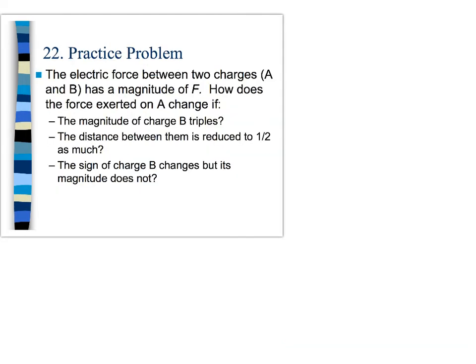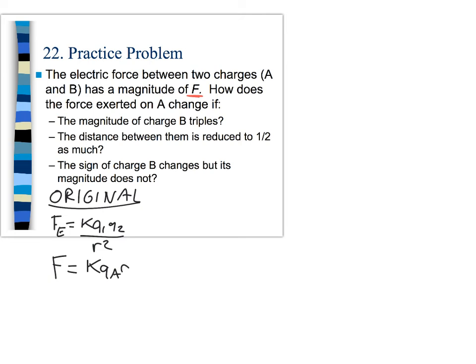Alright, for this problem here, we know the electric force between two charges, A and B, has a magnitude of F, and we want to know how that force on charge A changes if a variety of things happen. So this is one of those new and original things, so I'm going to first set up my original situation using Coulomb's Law, Fe equals k Q1 Q2 over r squared. And so we find that force is just going to be F, and that's going to be equal to k times QA times QB, the two charges, over r squared. So there's my original situation.